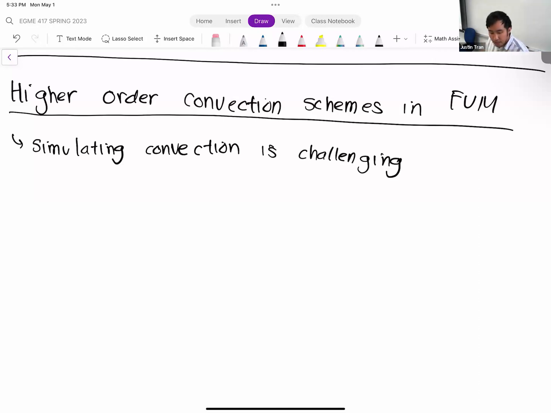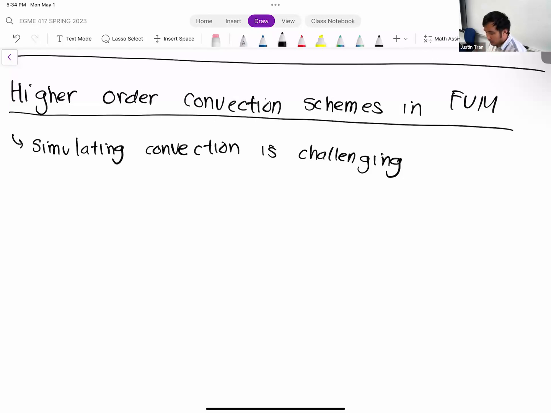And that's kind of why computational fluid dynamics, or CFD, is just challenging in general, because fluids is nothing but convection. Okay. And so we're not quite at the point of CFD yet, but we are seeing some CFD-like effects, or CFD-like problems, I should say.